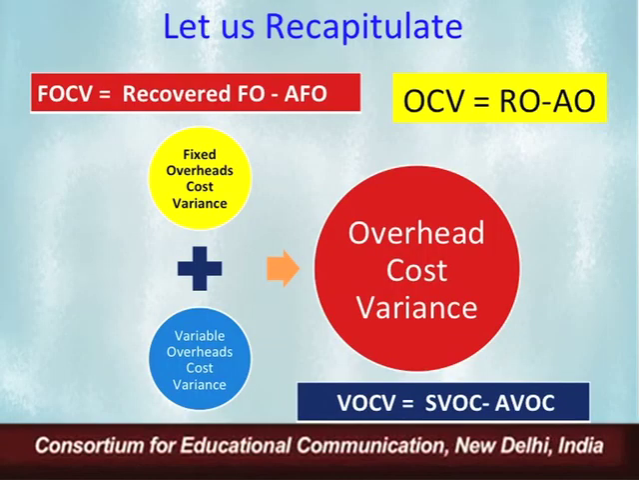Now let us recapitulate what we have studied. My dear students, I have simply tried to explain the different components of overhead variance. Starting with the overhead cost variance, which is a function of fixed overhead cost variance and variable overhead cost variance. Fixed overhead cost variance, the formula is recovered fixed overheads minus actual fixed overheads. For overhead cost variance, the formula is recovered overheads minus actual overheads. And for variable overhead cost variance, the formula is standard variable overhead cost minus actual variable overhead cost. So this is the first set of formulas for overhead cost variance, which is a function of fixed and variable overheads.